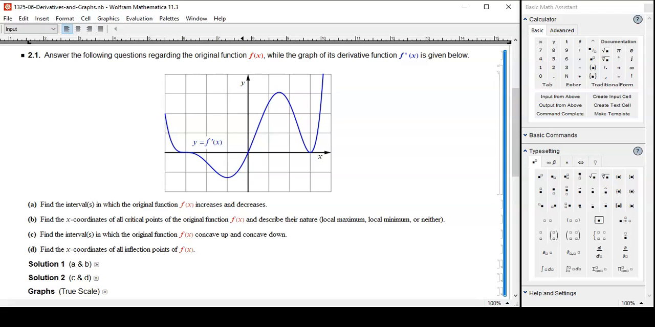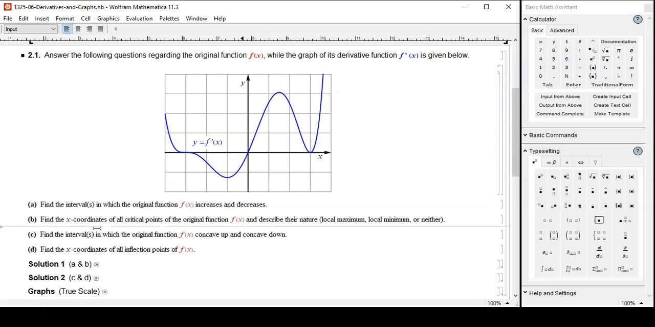B. Find the x-coordinates of all critical points of the original function f of x and describe the nature. Local maximum, local minimum, or neither. Let's bundle A and B together as a single problem. And C and D will be about concavities, so let's bundle those together and answer those a bit later.